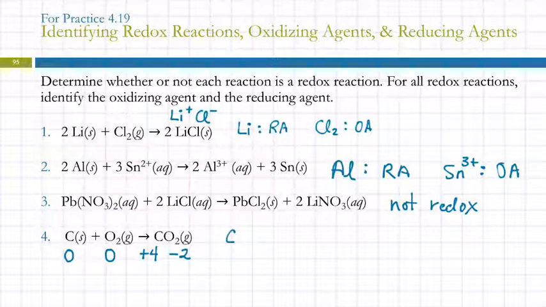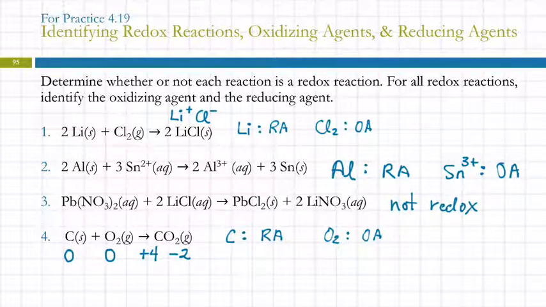So what's happening to carbon? It's going from 0 to +4. That's an increase. That's oxidation. It's being oxidized, that means it's the reducing agent. And what about O2? It's going from 0 to -2, that's reduction. So this is the oxidizing agent. The term oxidation originally came from something reacting with oxygen. So oxygen is often an oxidizing agent.